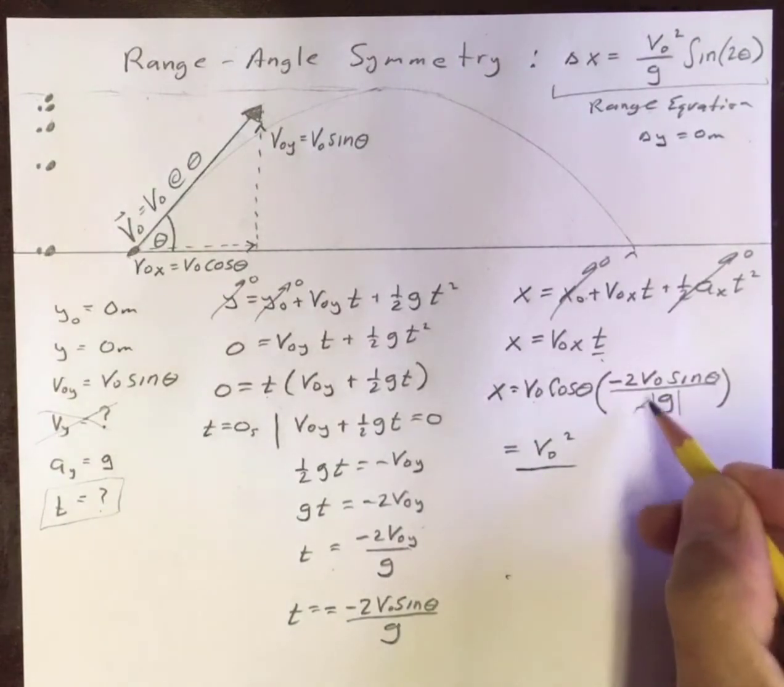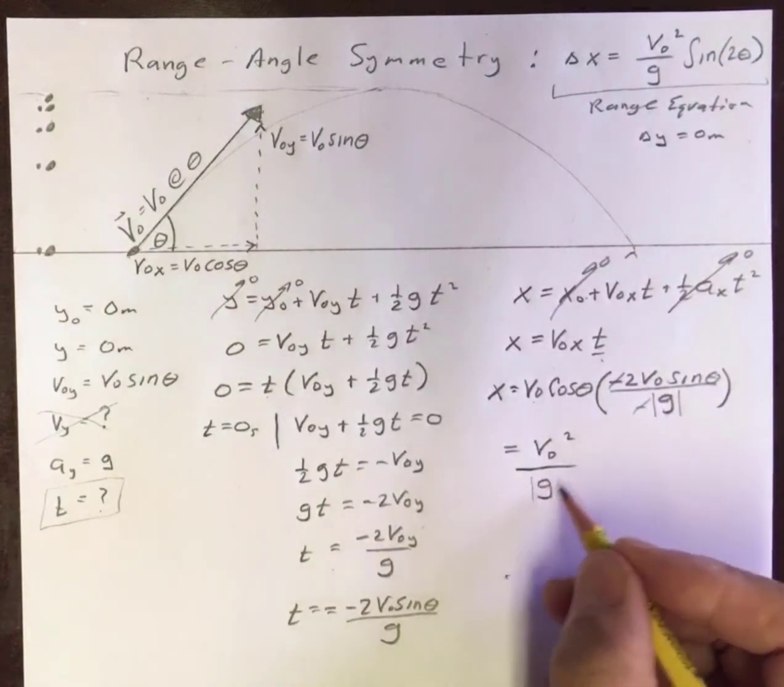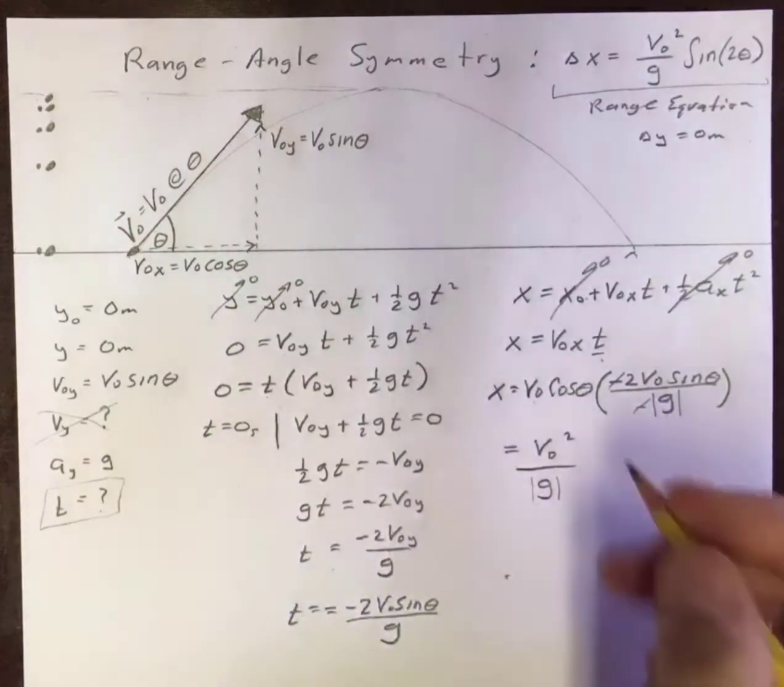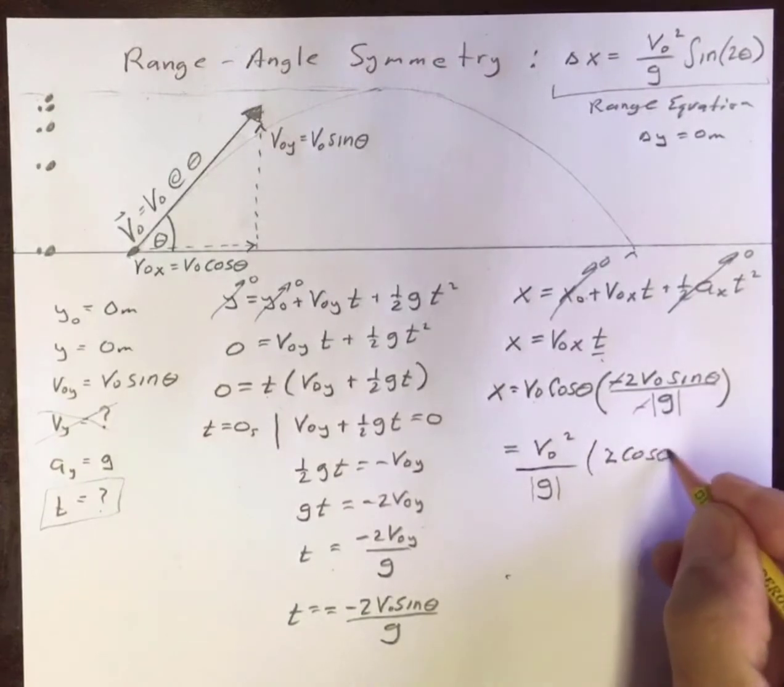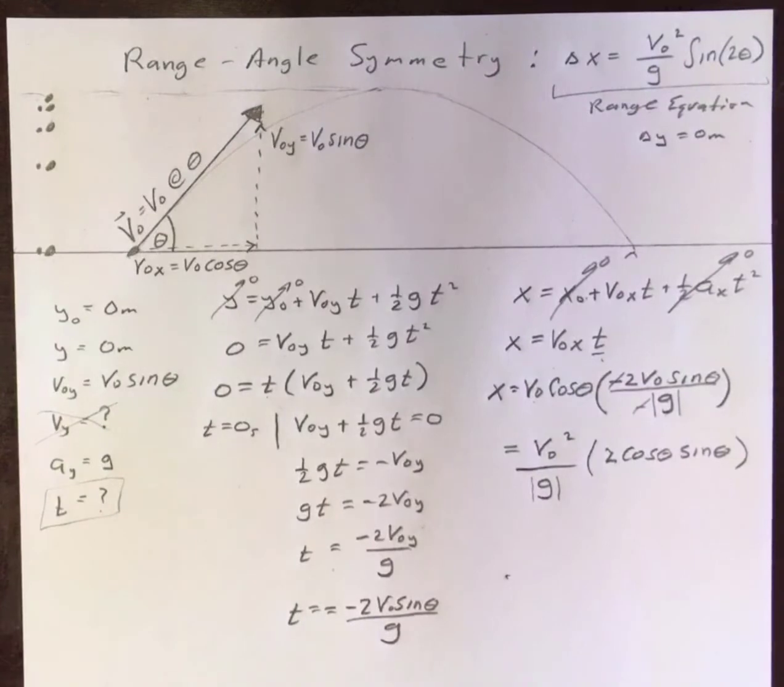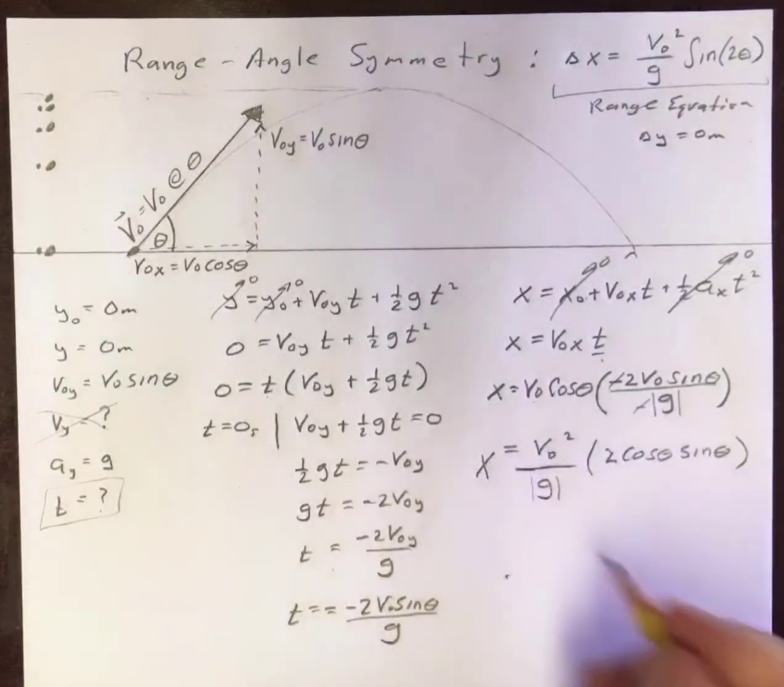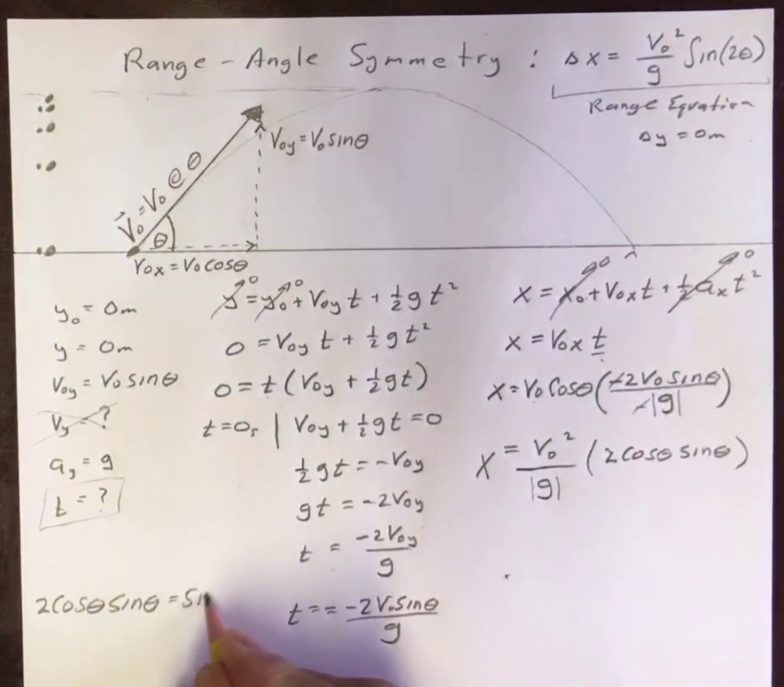And so that negative cancels with that negative there. And so the g I put down below here is really the absolute value of the acceleration. And then what I have left over, I've got a 2, a cosine function, and a sine function, that launch angle argument. So it turns out there's this thing called a trigonometric identity. It's pretty cool. It states that if you're multiplying 2 times the cosine of an angle times the sine of an angle, it's equivalent to the sine of twice the angle.